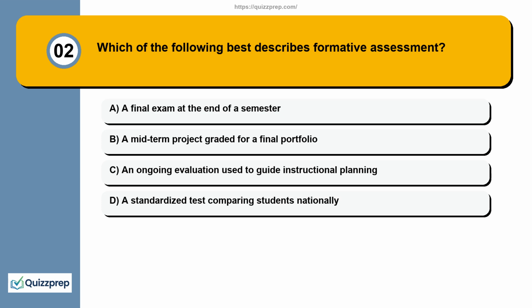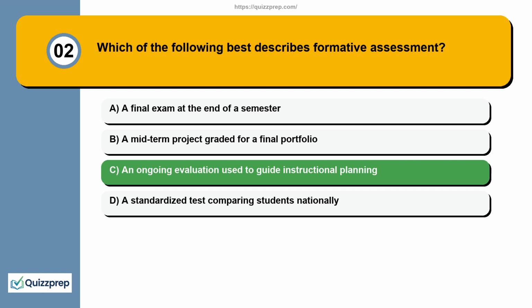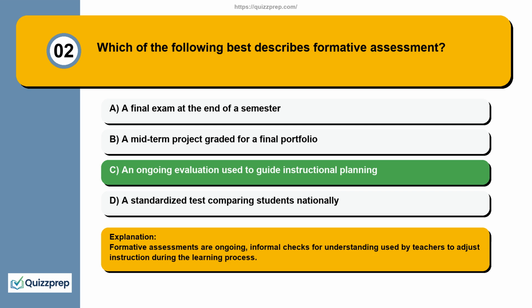Question 2. Which of the following best describes formative assessment? Here are your options. Option A. A final exam at the end of a semester. Option B. A midterm project graded for a final portfolio. Option C. An ongoing evaluation used to guide instructional planning. Option D. A standardized test comparing students nationally. The correct answer is option C. An ongoing evaluation used to guide instructional planning. Explanation. Formative assessments are ongoing, informal checks for understanding used by teachers to adjust instruction during the learning process.